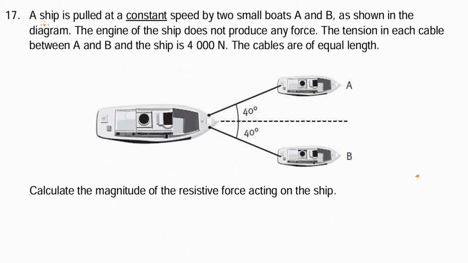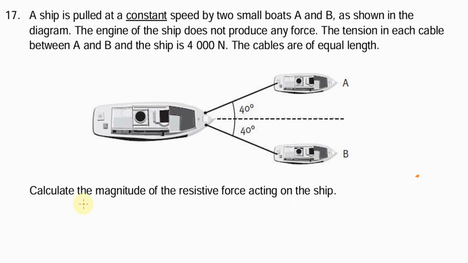Then in question 17 it says, a ship is pulled at a constant speed by 2 small boats A and B, as shown in the diagram. The engine of the ship does not produce any force. The tension in each cable between A and B and the ship is 4,000 newtons. The cables are of equal length. And we have to calculate the magnitude of the resistive force acting on the ship.